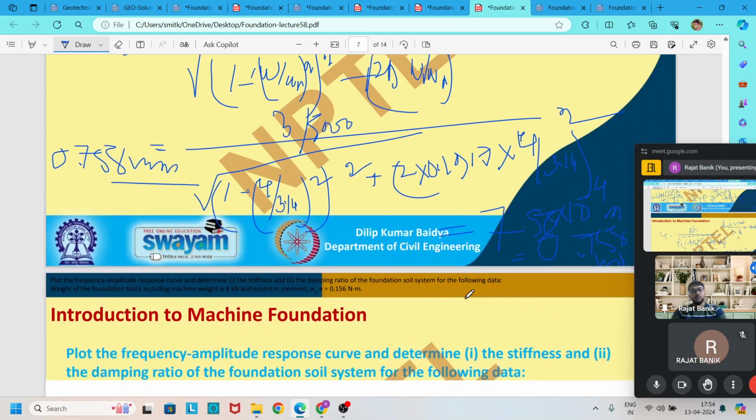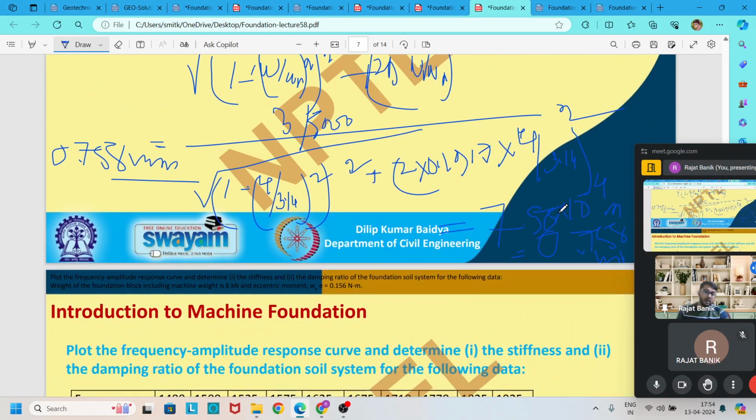Put all these values in. You have to make sure the units are in Newton and meter, and this answer comes first in meter. You have to convert it to mm, which is 0.758 mm.